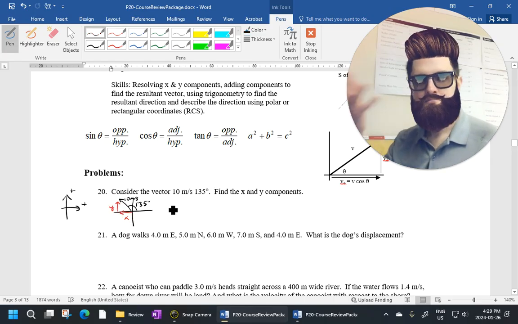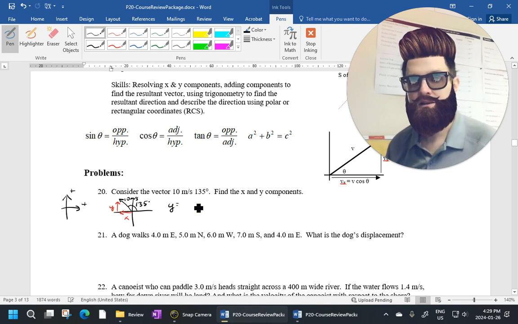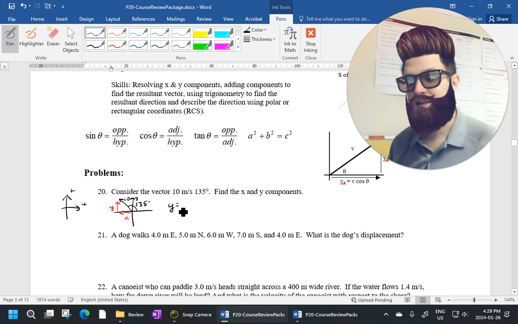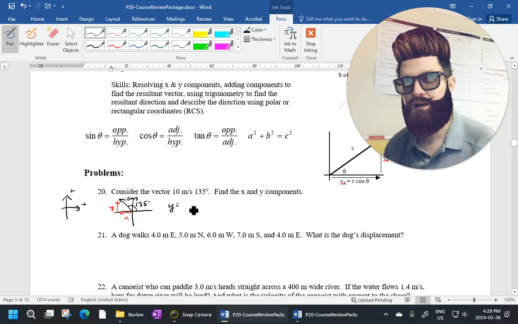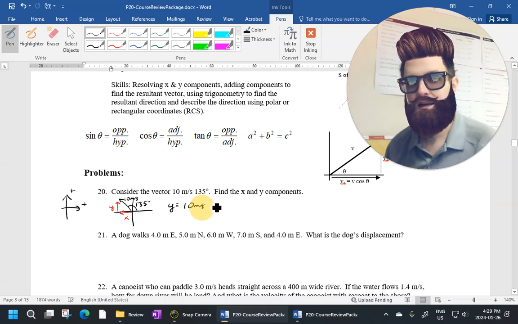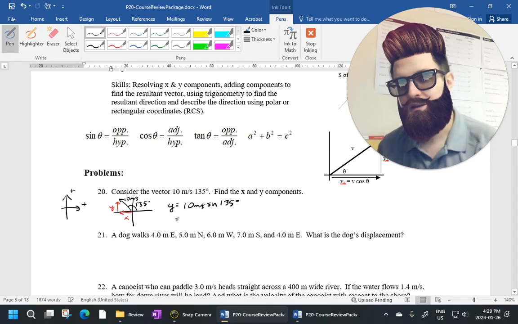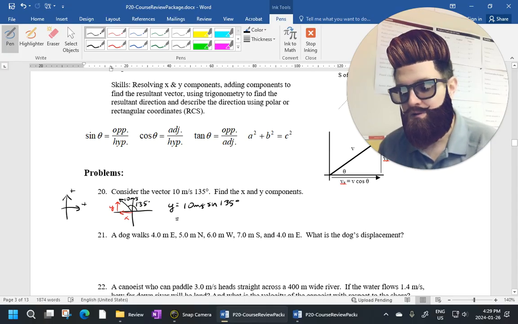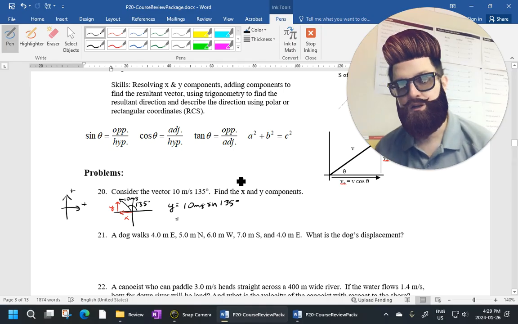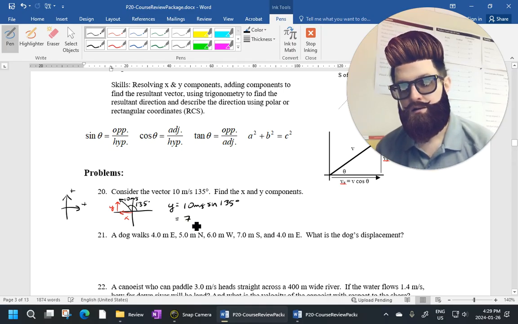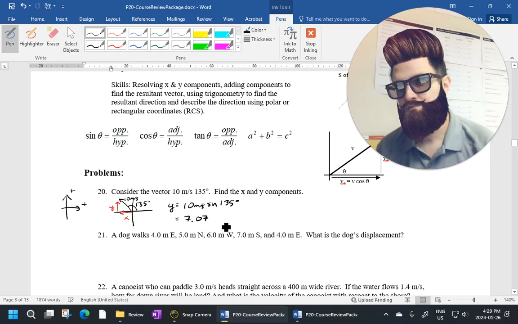So I'm going to find the y position, because that looks like the opposite. And if you're given the standard position angle, sine will always be the opposite. So it'll be 10 meters per second, sine 135. Which is nice, because it's going to give us a negative or positive depending on which quadrant it lands in. So this will end up being positive, because we know it's going upwards. But remember, this only really works for standard position angles, if you keep the sign convention this way.